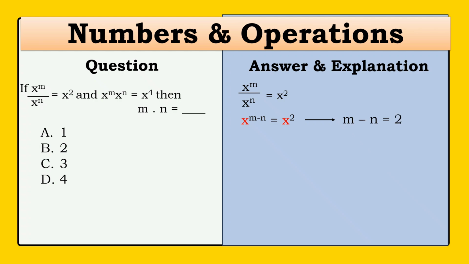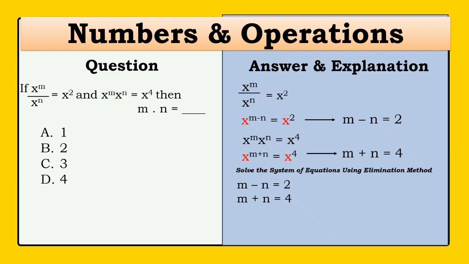Next, apply the law of exponents for multiplication. So x to the m times x to the n is equal to x to the m plus n. So we have x to the m plus n is equal to x to the fourth. Also, our bases are the same and we can equate our exponents. So we have m plus n is equal to 4. Now, to find the values of m and n, let's solve the system of equations. So m minus n is equal to 2, m plus n is equal to 4.